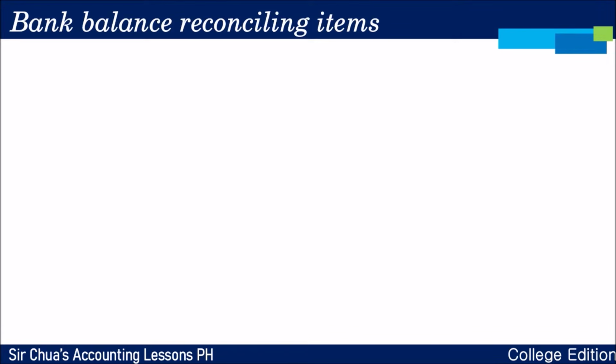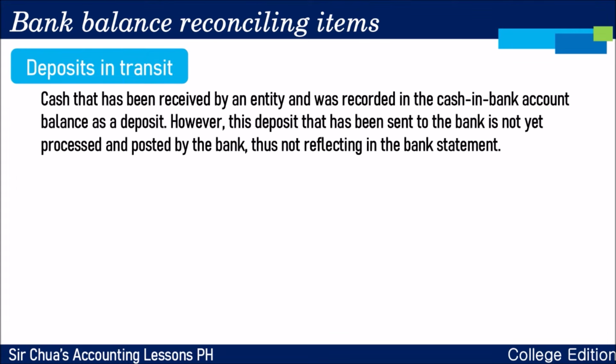Okay, so now let's talk about the reconciling items, and let's start with the reconciling items that are connected to the bank. Okay, the first one is what we call deposits in transit. Cash that has been received by an entity and was recorded in the cash in bank account balance as a deposit. However, this deposit has been sent to the bank, but is not yet processed and posted by the bank, thus not reflecting in the bank statement.